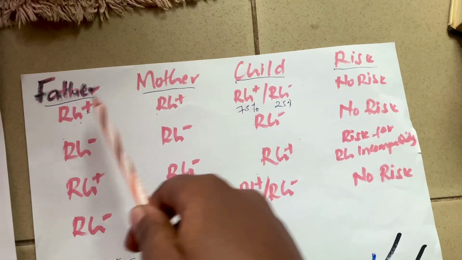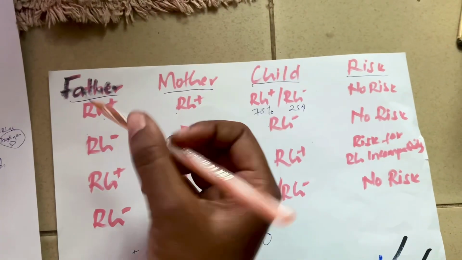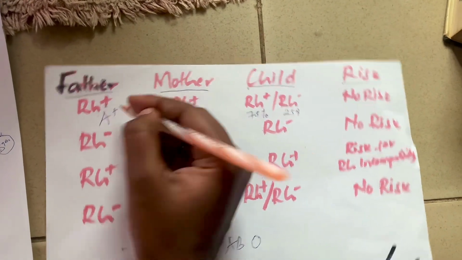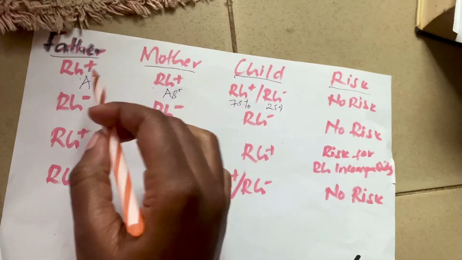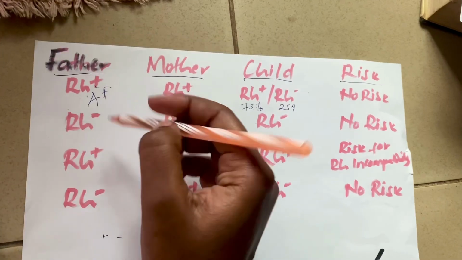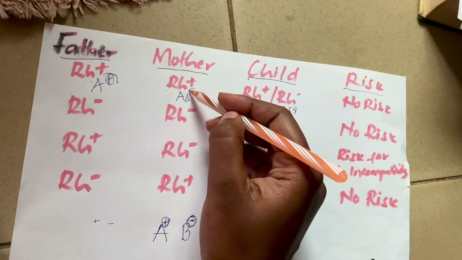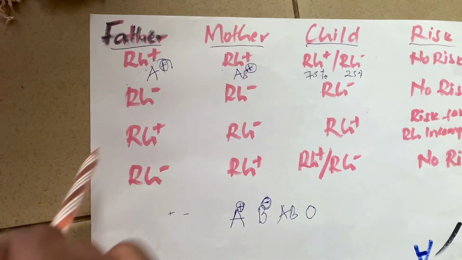These two can get married to each other. So here, if you have blood group A positive and blood group B positive, you can marry each other because your Rhesus factors are the same. Then we go to the second one.